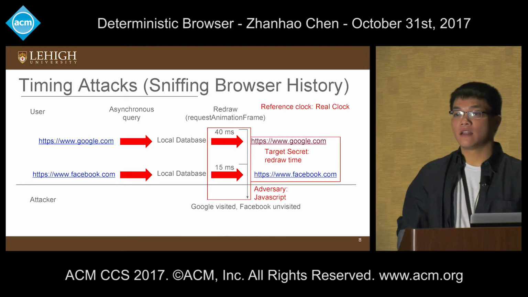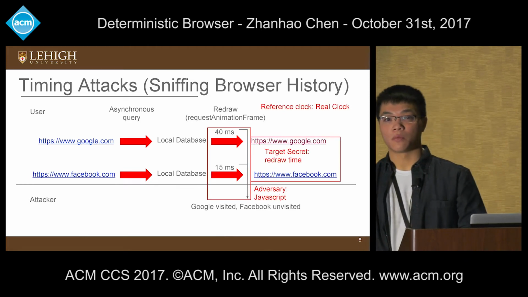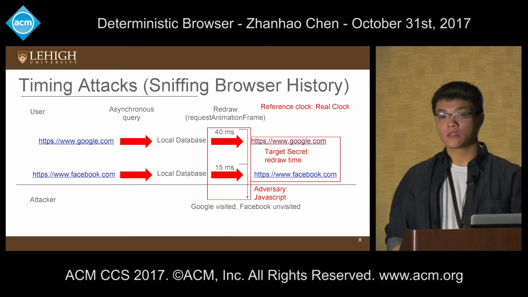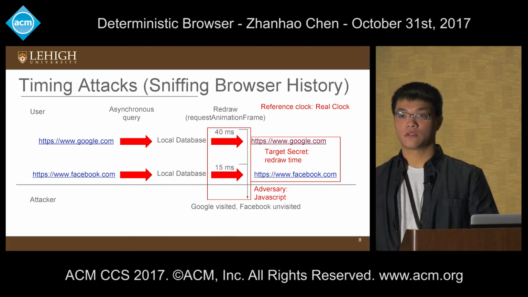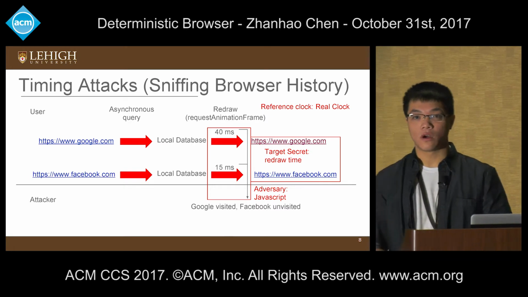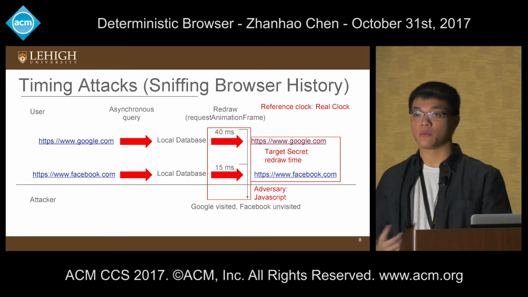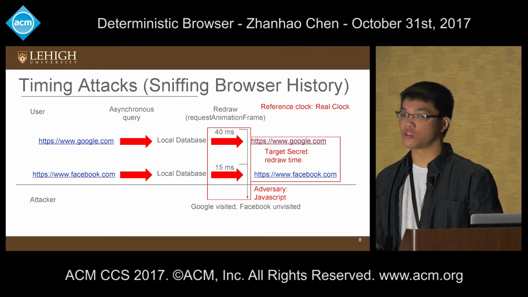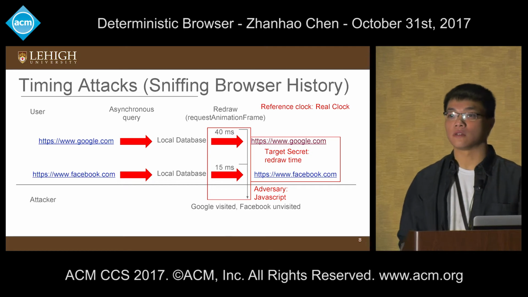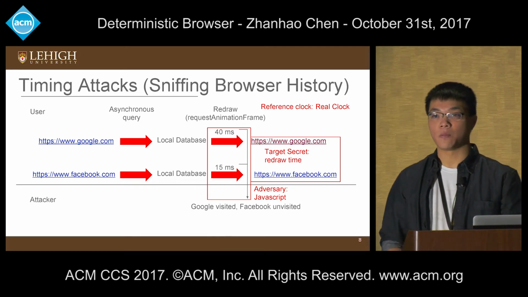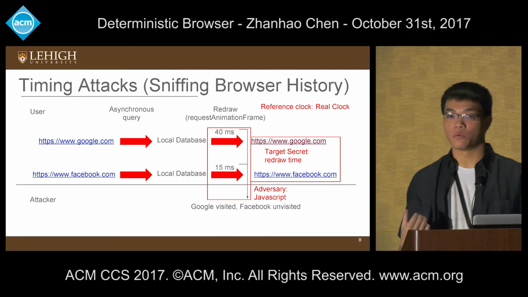After we analyzed several timing attacks, we concluded that there are 3 necessary elements for a timing attack: the adversary, the target secret, and the reference clock. In this case, the adversary is the JavaScript code. It will time the rendering event and analyze it. The target secret is the rendering time, which could be used to infer the status of the link. And the reference clock is used to obtain the timing information. In this case, it is the real clock.